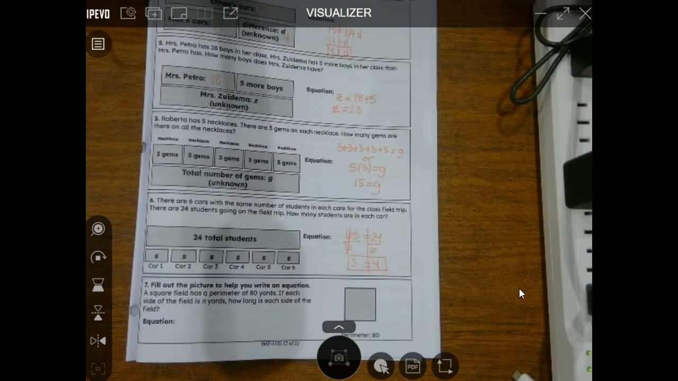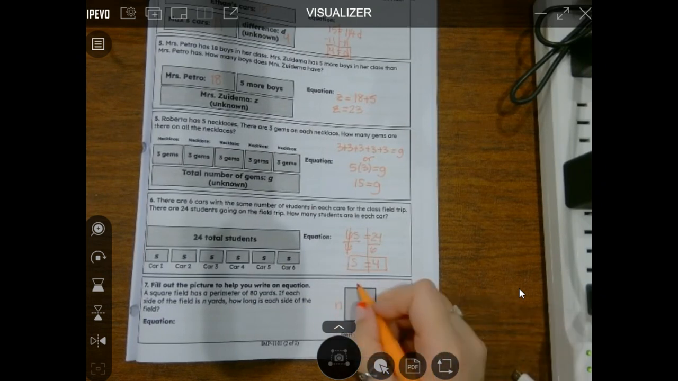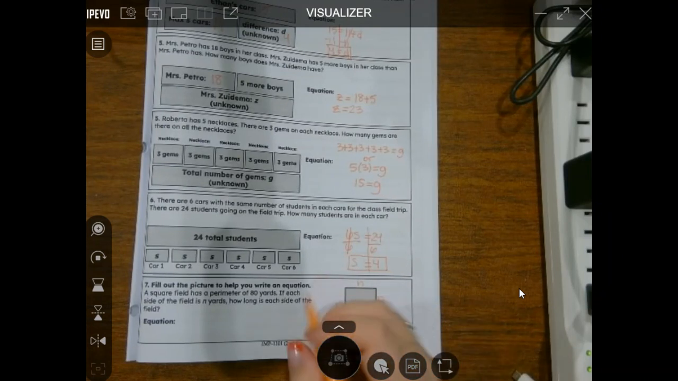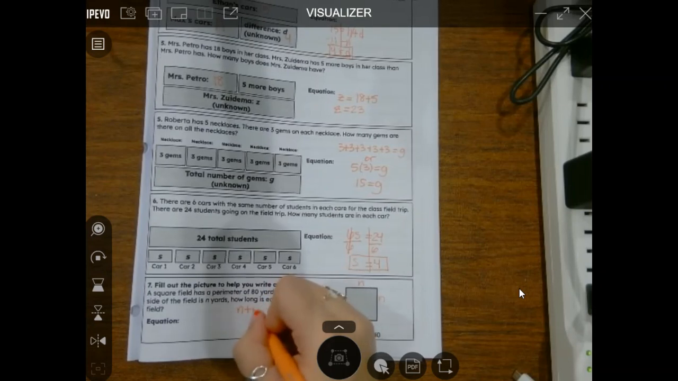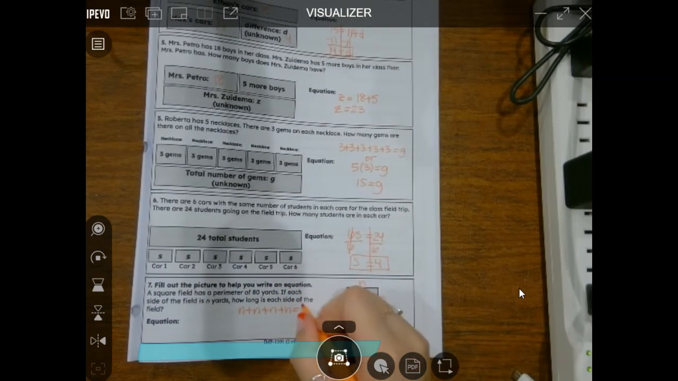Next one says fill out the picture to help you write an equation. A square field has a perimeter of 80 yards. Okay, so here's a square, and that means all the outside edges, this plus this plus this plus this, is all going to add to 80. If each side of the field is n, so this is n, and since it's a square, we know they're all identical. So that's n, that's n, that's n. And again, if you add all these together, n plus n plus n plus n, together all add to the perimeter, which they told me is 80.